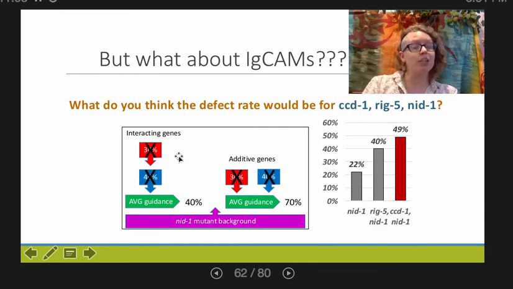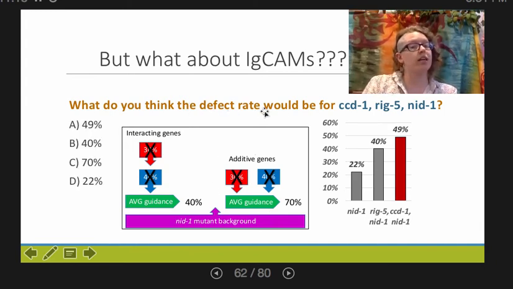And I'm going to remind you of what it looks like when genes interact versus what it looks like when it's additive. I'm going to ask you, what do you think this defect rate will be? What will this final bar be? Will it look like a Rig5 mutant? Will it look like a CCD1 mutant? Or will it look like these two added together? Are you ready?